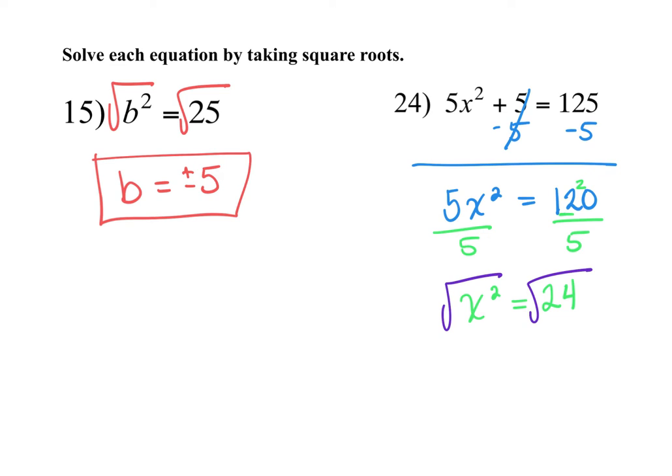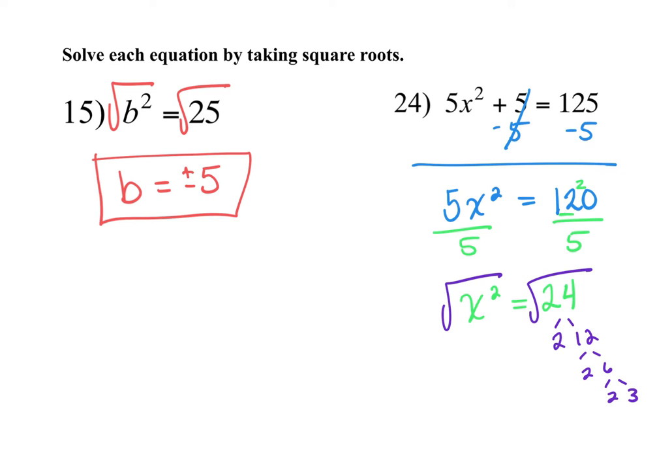All right. 24 does not have a perfect root. So when it does not have a perfect root, then you are going to need to use your factor tree to figure out what x is. So we're going to say 2 and 12, 2 and 6, 2 and 3.